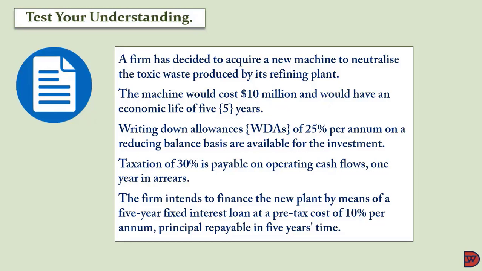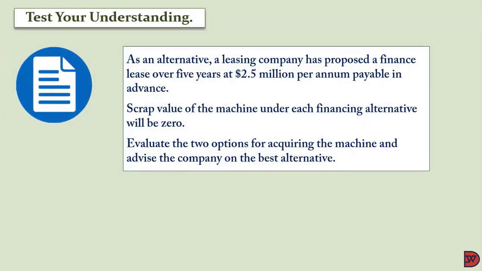The firm intends to finance the new plant by means of a 5-year fixed interest loan at a pre-tax cost of 10% per annum. Principal repayable in 5 years' time. Alternatively, a leasing company has proposed a finance lease over 5 years at $2.5 million per annum, payable in advance. Scrap value of the machine under each financing alternative will be zero. Evaluate the two options for acquiring the machine and advise the company on the best alternative.